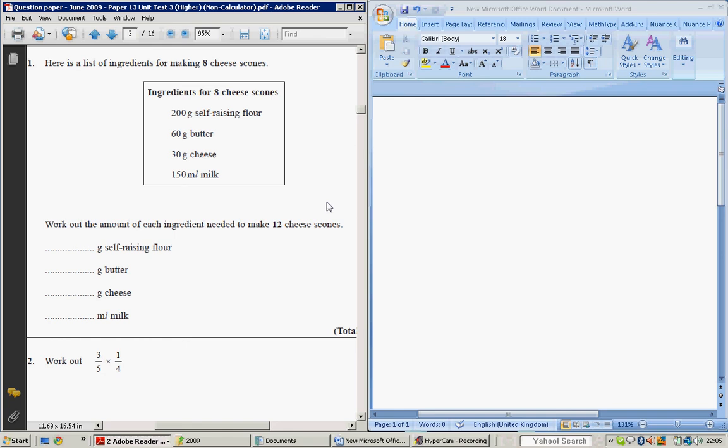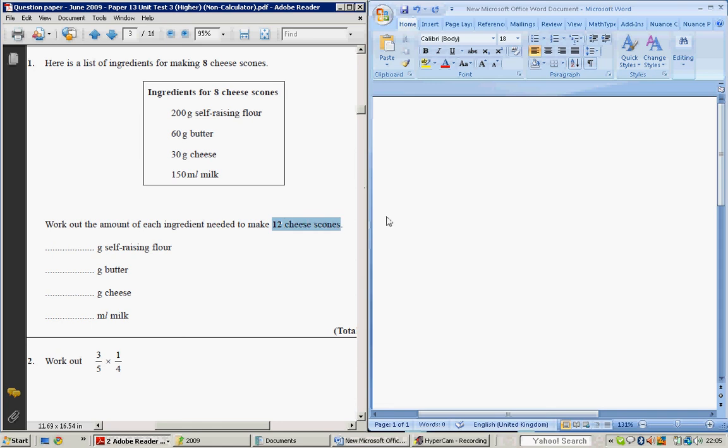Okay, so this is the amount for making 8 cheese scones. So we need to find out how much to make 12 cheese scones. There are two ways I can think of doing this. One would be to divide all of the amounts by 8 and then times it by 12. So we would divide it by 8 to find out the amount to make one cheese scone, and then times it by 12 to make 12 cheese scones, which is what we're being asked to make.